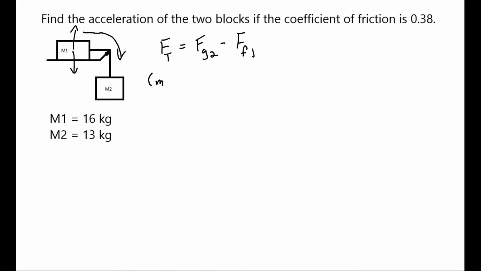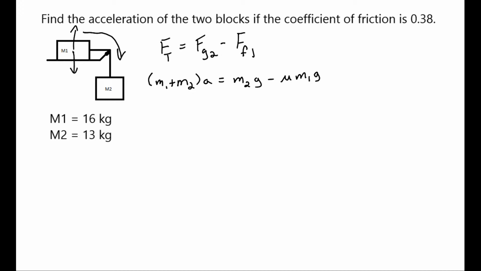Both together. I'm just going to write it out so you guys can see it. M1 plus M2 times A equals force of gravity. What's the equation for force of gravity? Mg. So it's going to be mass of 2 times G minus, what's the equation for force of friction? Mu Fn. And what's Fn equal to? Fg. And what's Fg equal to? Mg. So it's going to be M1 times G. Any questions on either of those two equations?